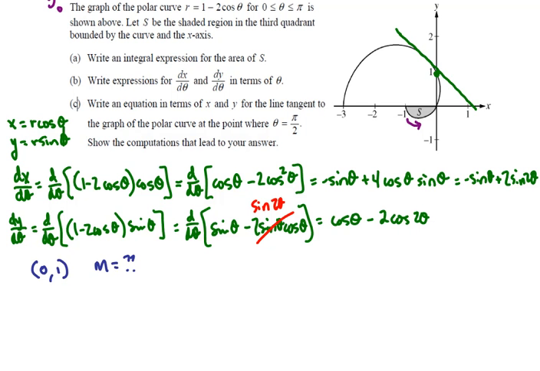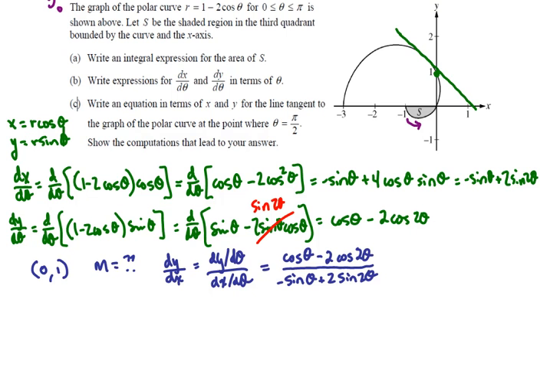Well, the slope of a polar curve is going to be dy over dx, and that happens to just be dy d theta over dx d theta. And since we know those already, we can plug those in. So our formula for the slope of the curve at any point is going to be dy dx is equal to cosine theta minus 2 cosine 2 theta over negative sine theta plus 2 sine 2 theta. And all we have to do is plug in theta is equal to pi over 2.